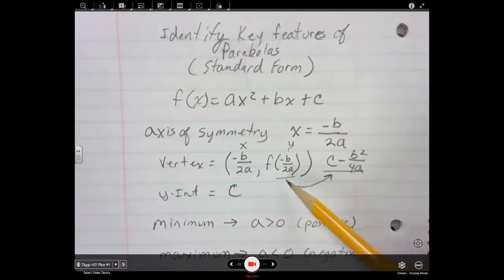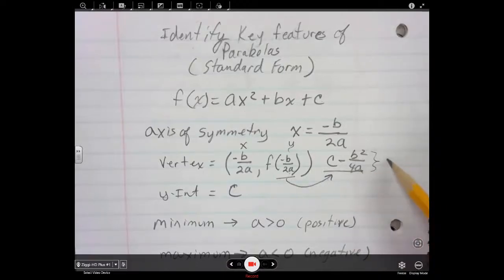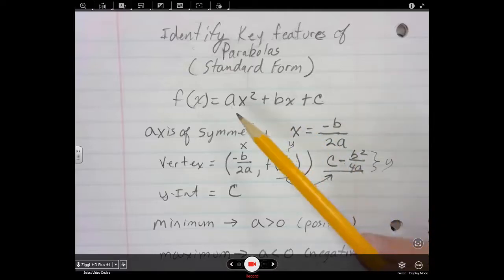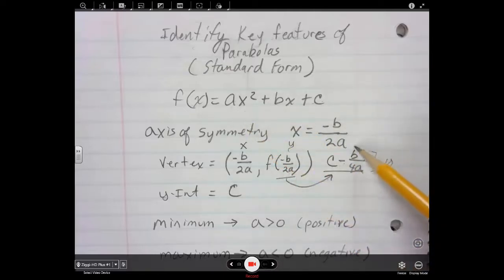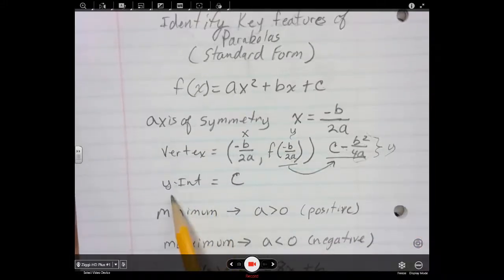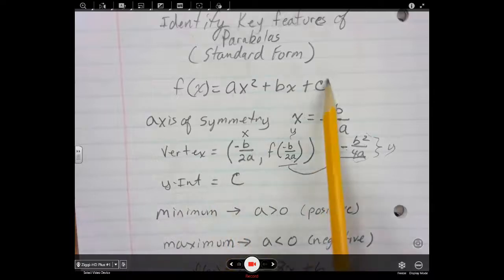Now there is an alternative method you could use for the y coordinate. This is another version of the y coordinate of the vertex, and it comes from taking the c value, which is up here, and subtracting from it b squared, so this b here squared, divided by 4a, so 4 times a. Now make sure in order of operations you do this calculation first before you subtract it from c. The y-intercept from this format is very easy because it's always the constant value.